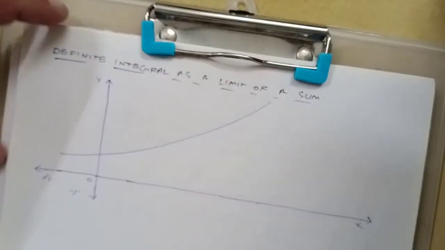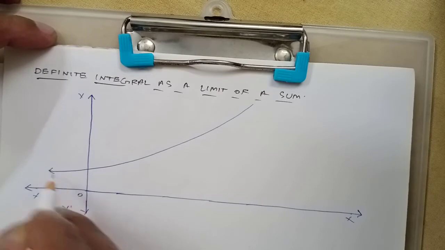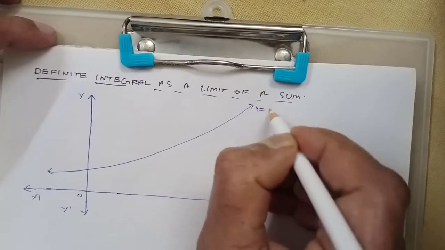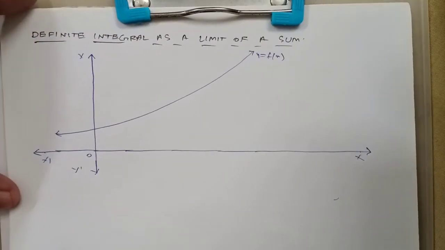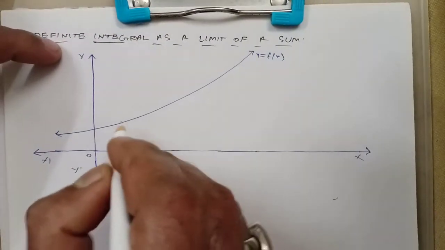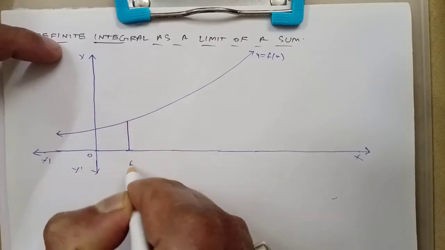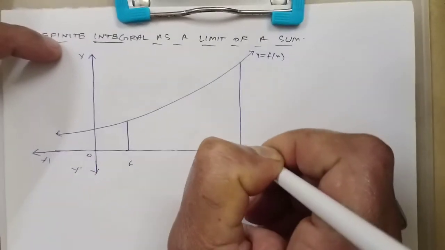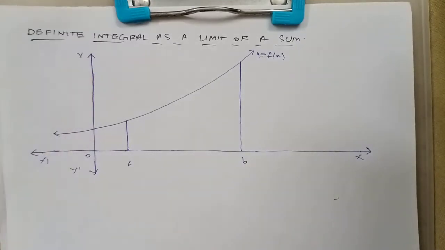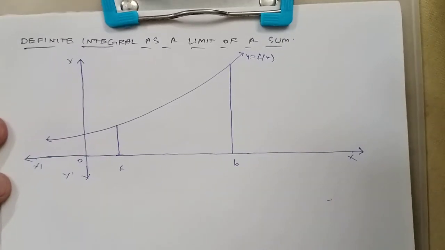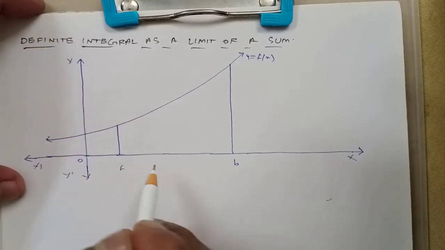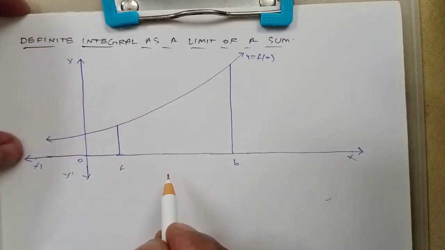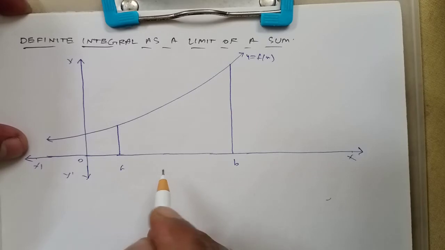Let us consider this curve to be the curve of a function y equals f(x), the curve of a function f. Let us consider the interval a to b. Let us divide the interval into n equal parts, each of length h unit.